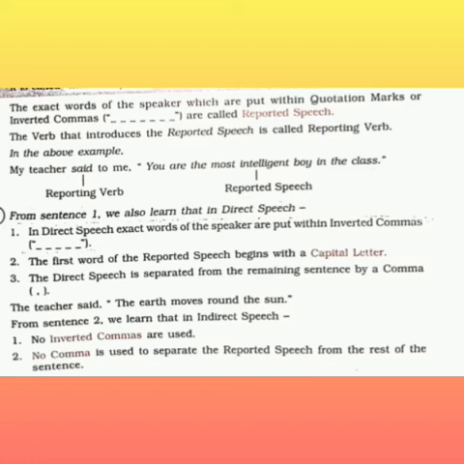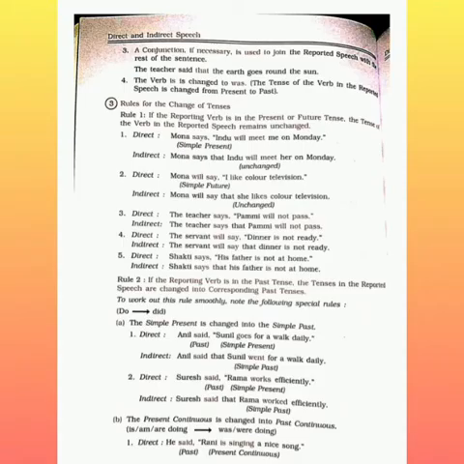From sentence 2, we learn that in indirect speech, no inverted commas are used. No comma is even used to separate the reported speech from the rest of the sentence. A conjunction, if necessary, is used to join the reported speech with the rest of the sentence in indirect speech. The teacher said that the earth goes round the sun. The verb is changed to was. The tense of the verb in the reported speech is changed from present to past.